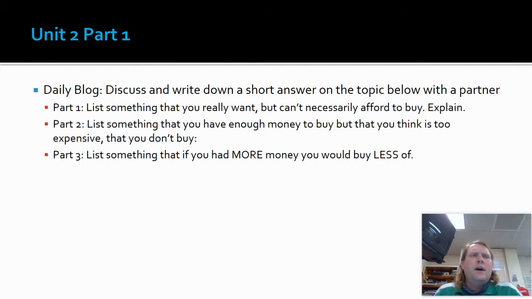Number two is something that's probably obviously a little bit cheaper and you can afford it, but you're choosing not to buy it. So, for example, maybe that would be going out to eat every weekend or something along those lines, where I just don't feel like doing that, so I'm going to spend my money on something else. Okay, so you've got money to do it, you're just choosing to spend it on something else.